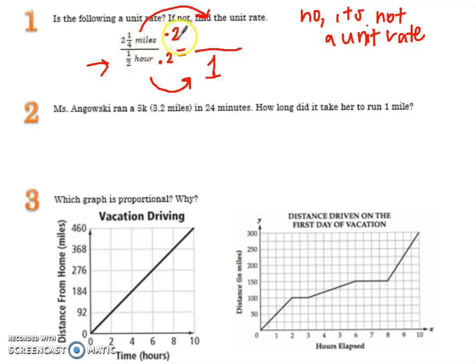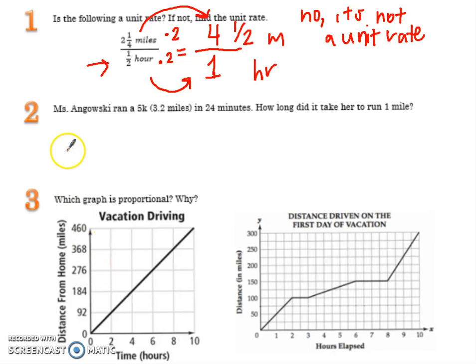So 1/4 times 2 is 2/4 or 1/2. And 2 times 2 would give me 4. So the unit rate in this situation would be 4½ miles for 1 hour.